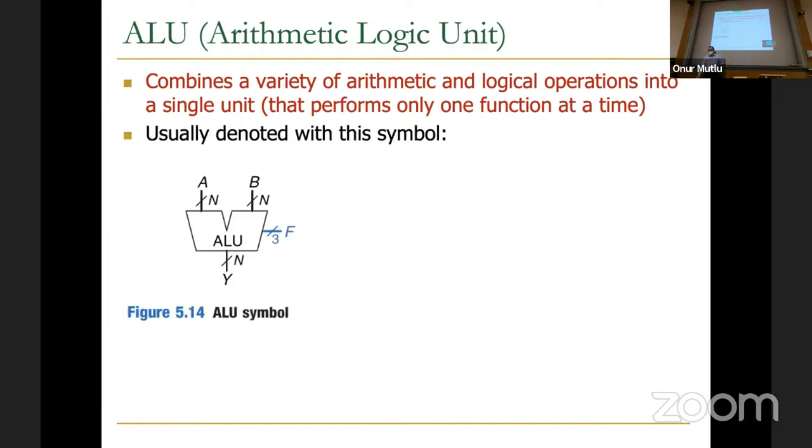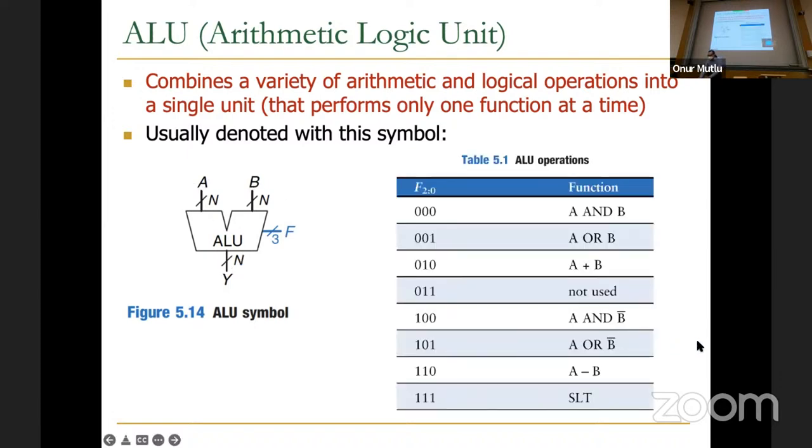It's usually denoted with this symbol, it looks like this. It's called an ALU, arithmetic logic unit. Here, there's a function input, 3 bits in this case. It can do 8 functions. And there are 2 inputs, A and B, M bits, and the output is M bits. And this is the specification, basically.